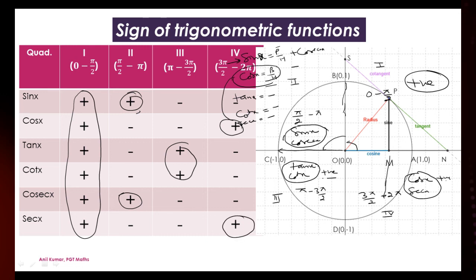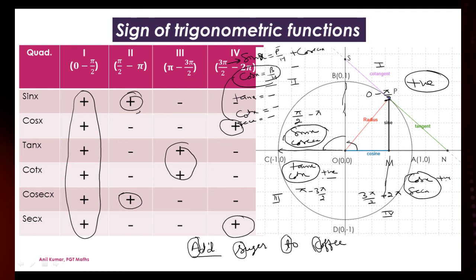So we can learn them via an easy sentence: Add sugar to coffee. This A stands for, in the first quadrant, all positive. In the second quadrant, sine and its reciprocal positive. Third quadrant, T, that is tan and its reciprocal cot positive. In the fourth quadrant, cos and its reciprocal, that is secant, positive.